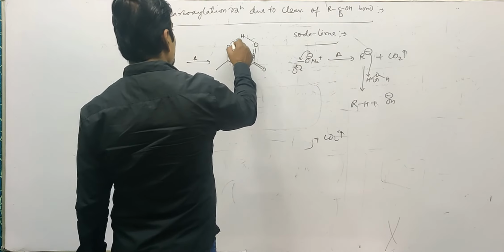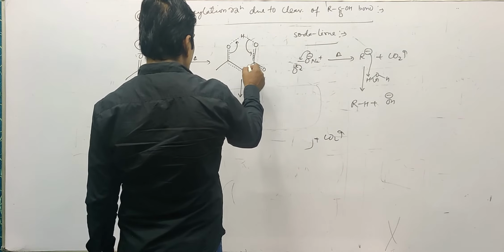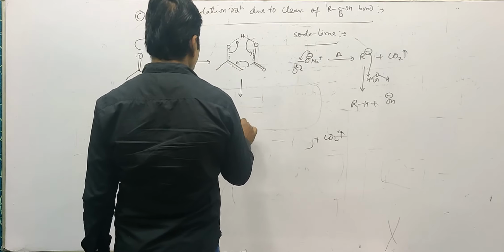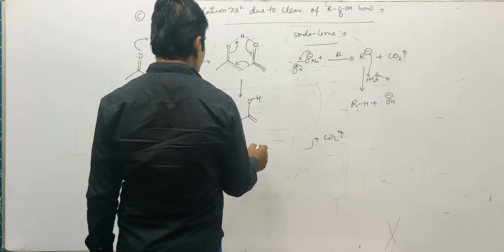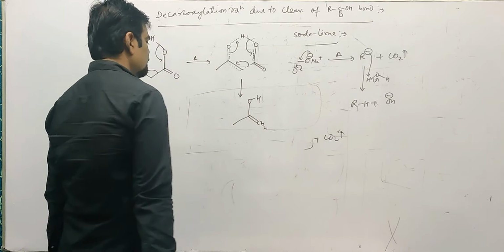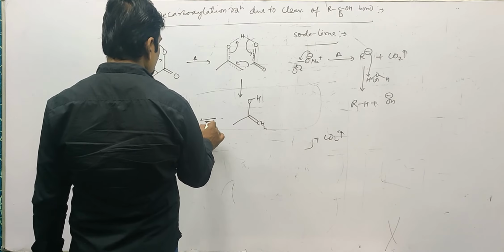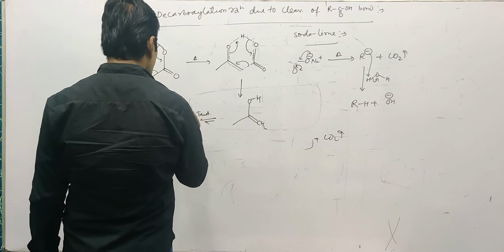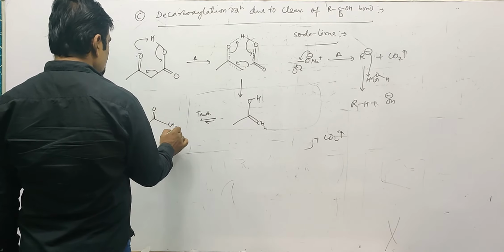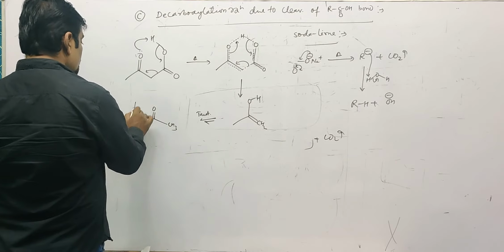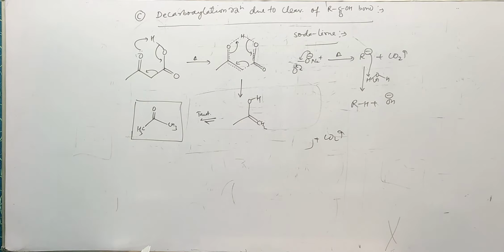Further, ultimately, this bond is transferred to this. So this will become OH, double bond CH2, which undergoes tautomerization further and forms C double bond O, CH3 and CH3. So beta keto acid upon heating gives rise to the formation of ketone.